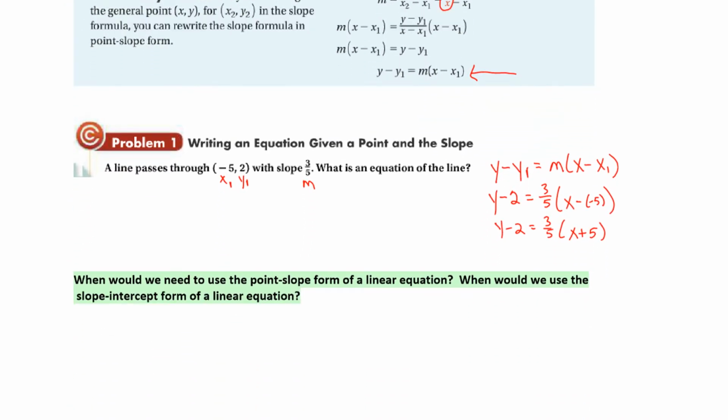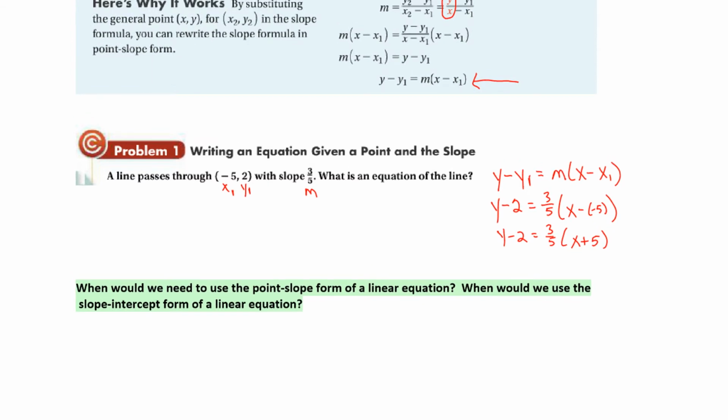When would we need to use the point slope form of a linear equation? We would use the point slope form when we know a point and then the slope. And when would we use the slope-intercept form? We use that when we know the slope and the y-intercept, a specific point.